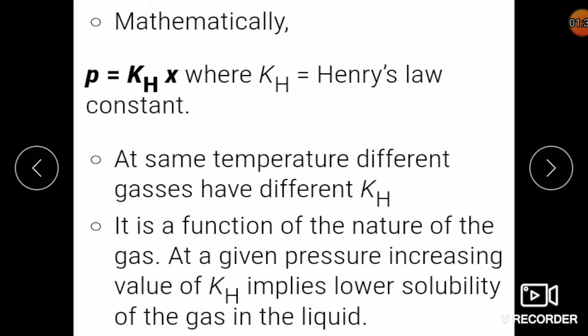Now some facts about Kh values are, at a particular temperature different gases have different Kh values. This Kh value depends on the nature of the gas. At a given pressure, increasing value of Kh implies lower solubility of the gas. The second point is very important. You have to remember that if pressure is constant and the Kh value is high, the solubility of the gas will be low. That means solubility and Kh are inversely proportional.